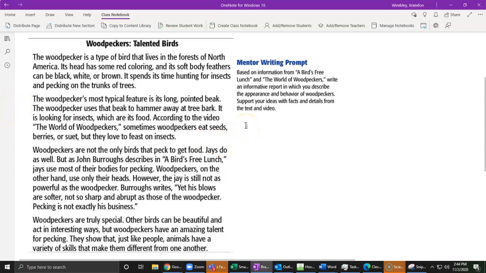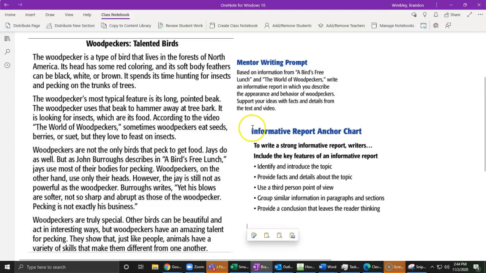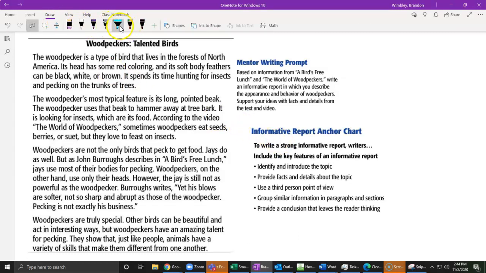Now, as we read this, maybe you noticed some things that make it an informative piece. One of the things that I hope you notice is that we identify and we introduce the topic. So we know, let me get that drawing.